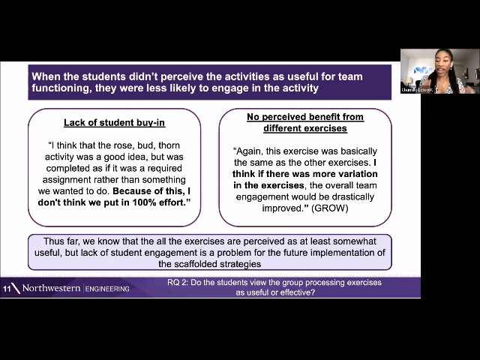So I think that there's a lot of data here. We're really excited to keep looking at it. And I'm hoping that we can put together a really cohesive story of how these students responded to the scaffolded strategy.